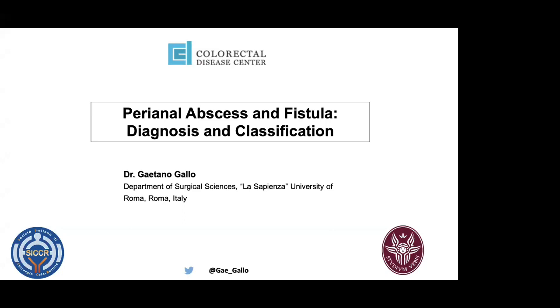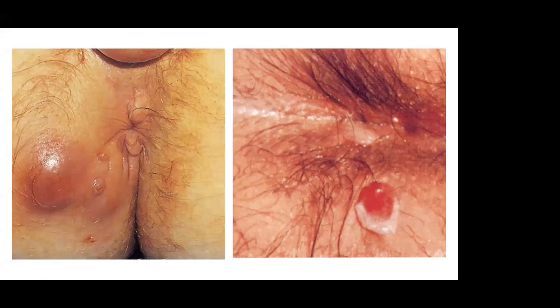And my topic today will be the diagnosis and classification of perineal abscess and fistula. As you will know, perineal abscesses and fistula are two phases, acute and chronic, of the same perineal suppurative disease. But how do we get to this definition?